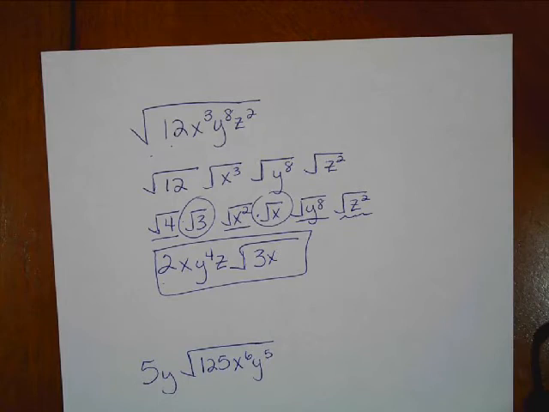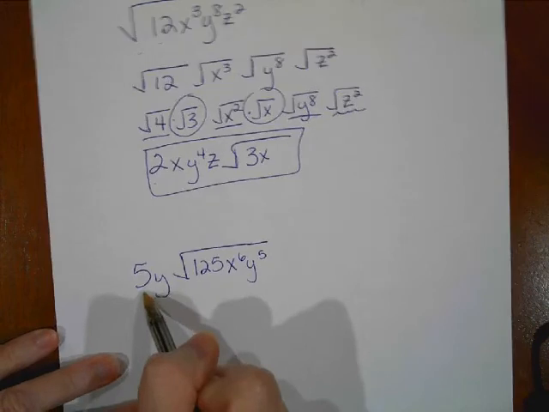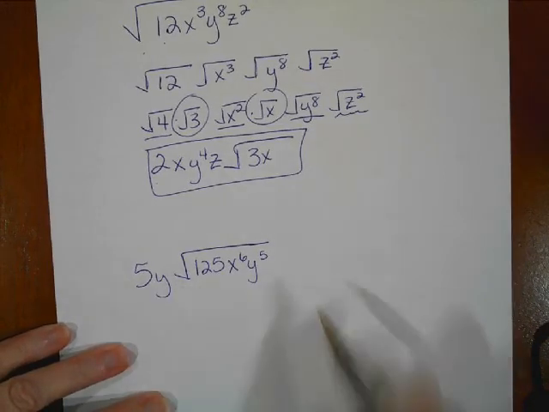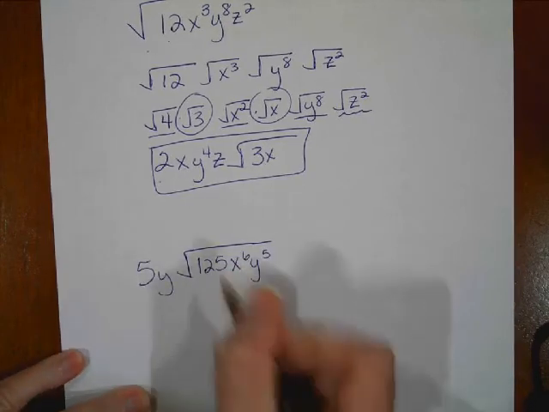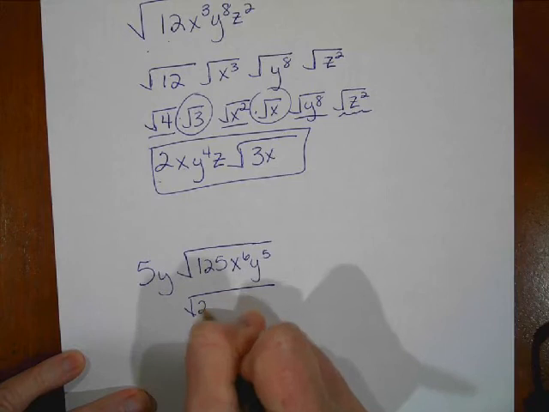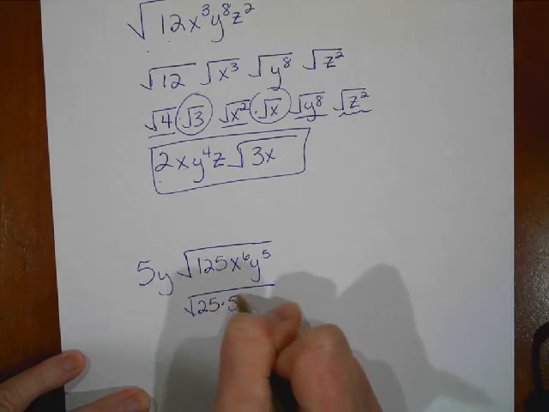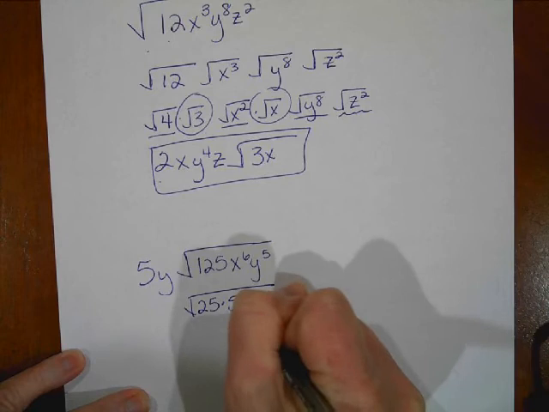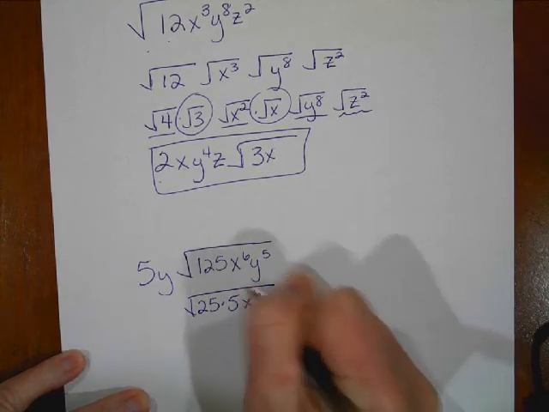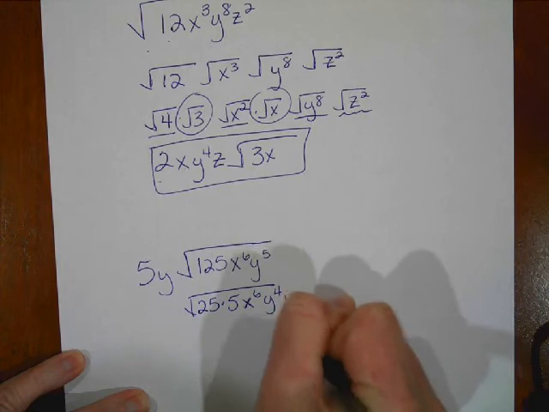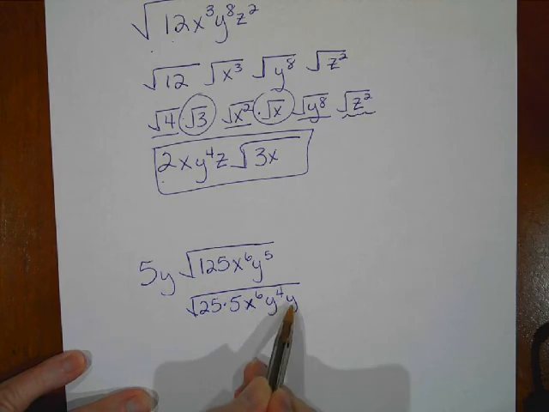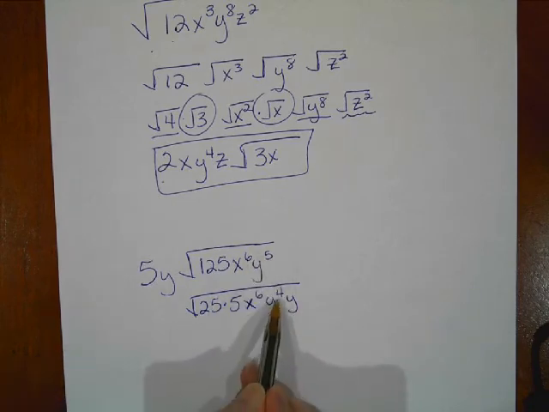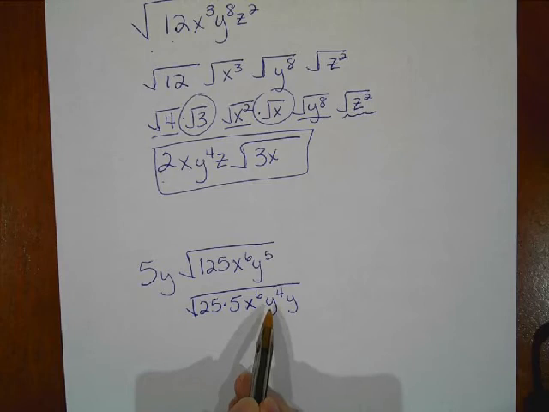Okay? All right, so let's take a look at the next one. We already have something on the outside. It's like 5y times all of this. So I'm going to break up, 125 is not a perfect square, but I can break it up into 25 times 5, right? And then x to the 6th, that's an even amount, so no problem there. Y to the 4th and y to give me y to the 5th. Okay, and the reason I broke it up into the 4th and the 1 is to get me the 5th, because the 4th, I can take the square root of the 4th.